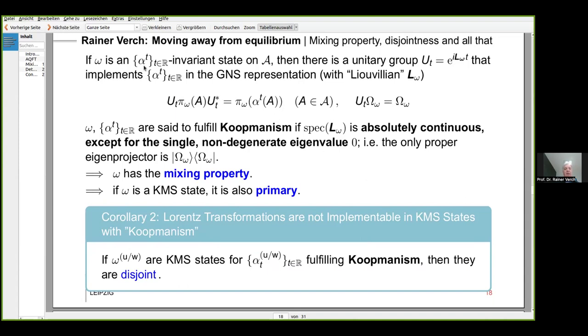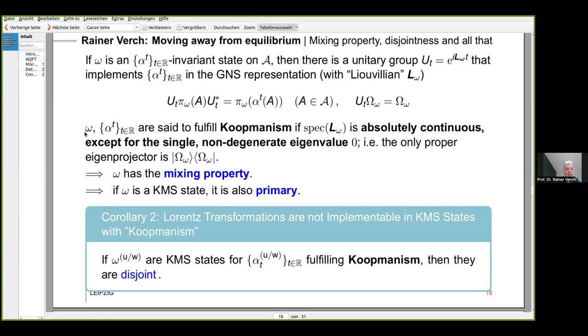So if omega is a state invariant under such a one-parametric automorphism group, there is then a unitary group which is generated by a self-adjoint operator called L omega, which implements the automorphism group alpha T in the GNS representation and leaves the GNS vector invariant. That is called the Liouvillean. In other contexts, particularly if one has a ground state, it's called the Hamiltonian. But for more general situations, one refers to it often as the Liouvillean.